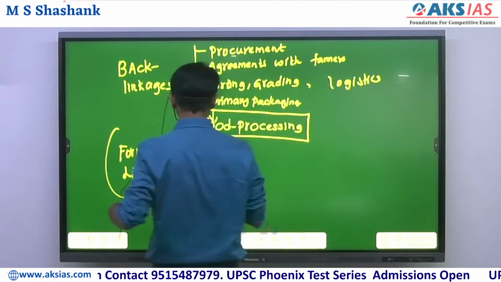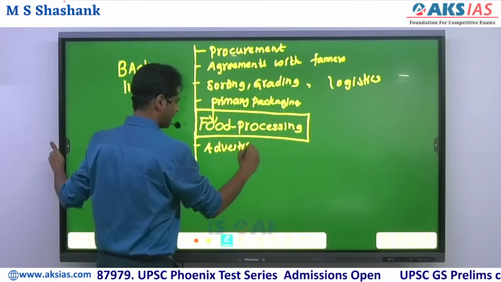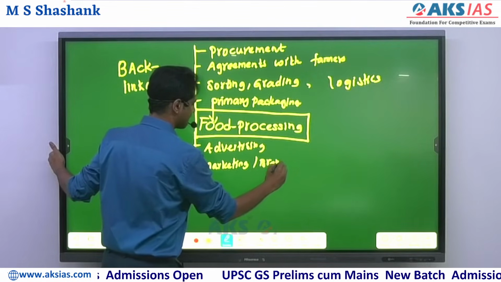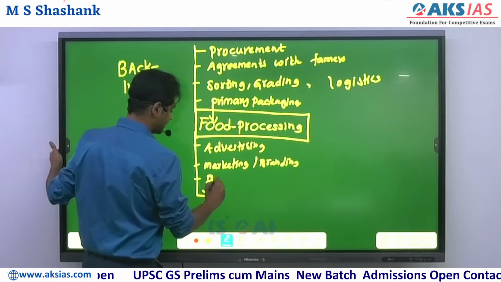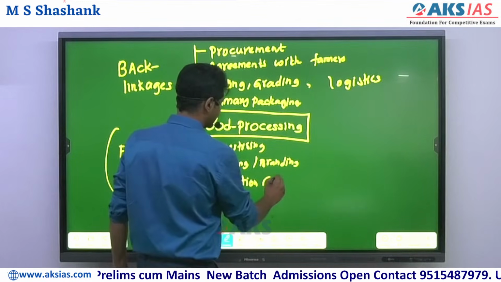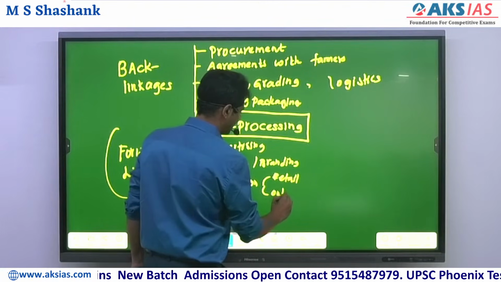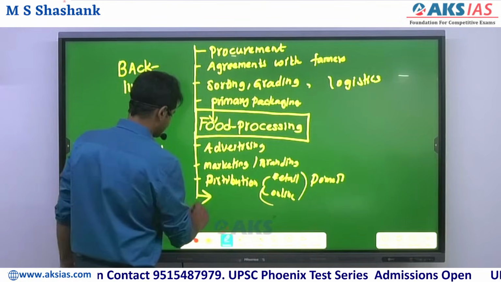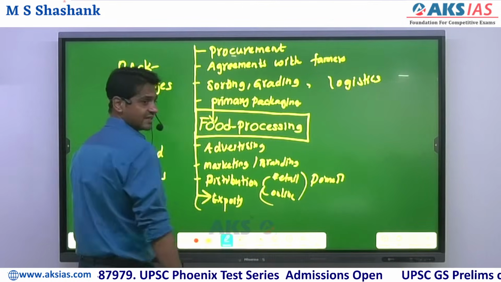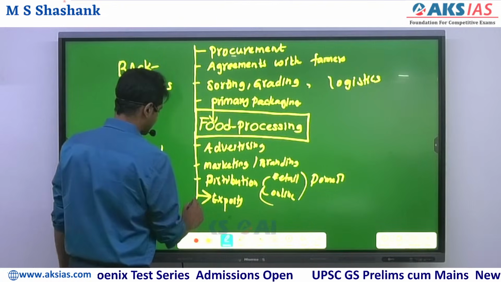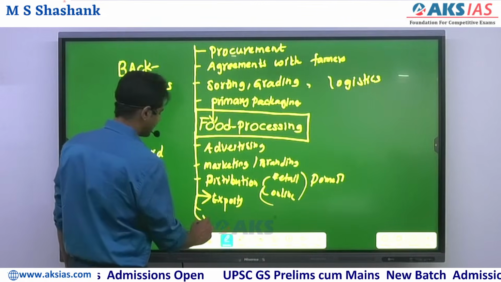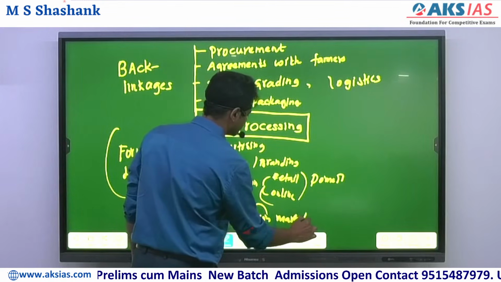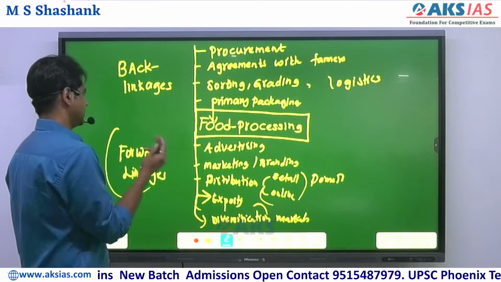And for a food processing sector, what is a forward linkage? Advertising, marketing, branding, distribution outlets, distribution, that could be retail, that could be online, both domestic and global. Another forward linkage is exports. And another forward linkage is diversification of markets. That comes under exports only. So whatever you suggest for food processing, yes, you can write these things.